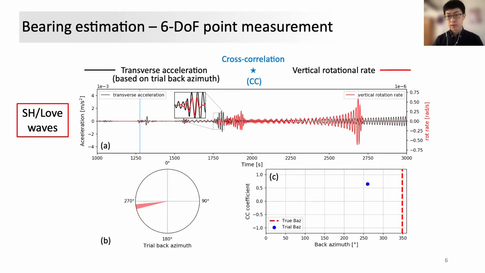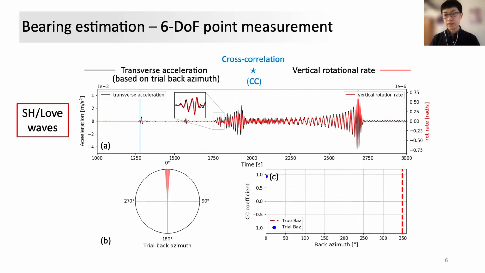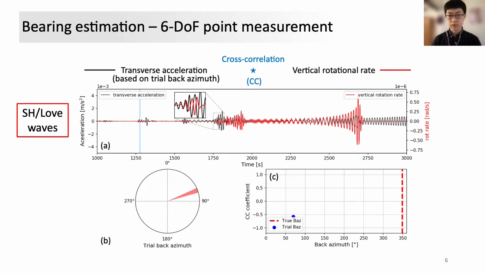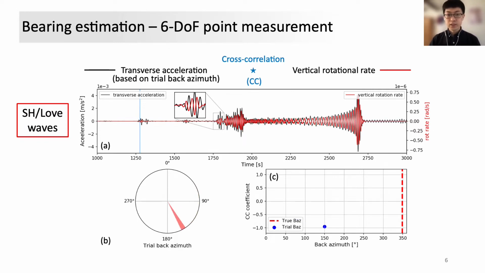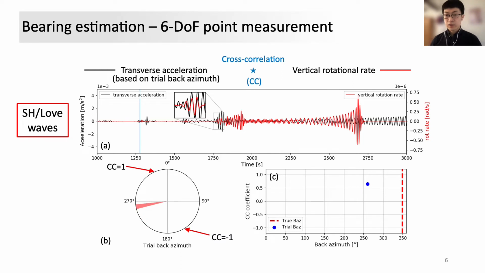Considering that the transverse acceleration and vertical rotation rate basically result from the same portion of Love waves, the zero-lag cross-correlation coefficient should reach a maximum if the trial back-azimuth coincides with the real one. Figure D shows how these correlation coefficients vary with the trial back-azimuths. The 180-degree ambiguity can be resolved because transverse acceleration and vertical rotational rate should be positively correlated.